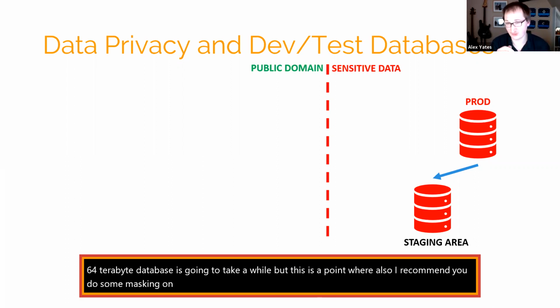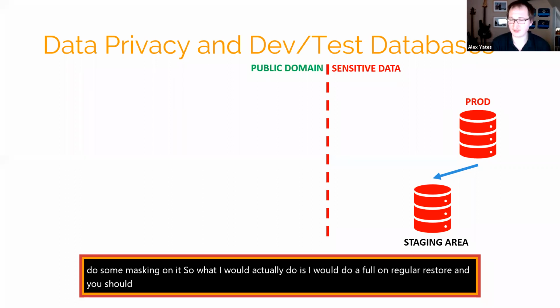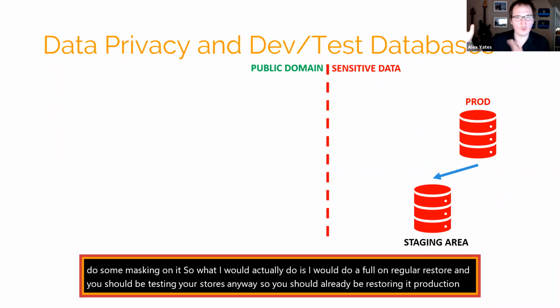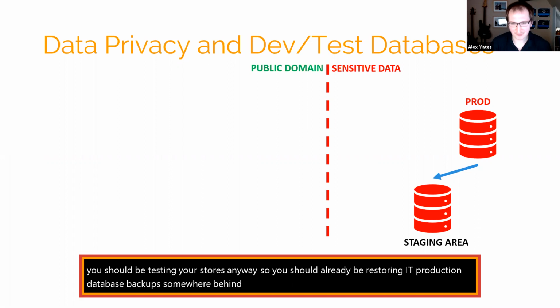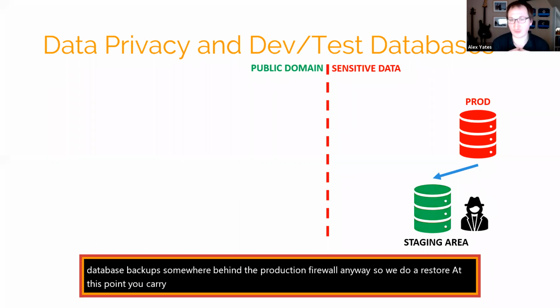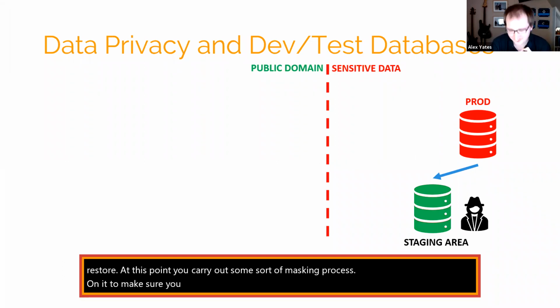So what I would actually do is a full-on regular restore, and you should be testing your restores anyway. So you should already be restoring your production database backups somewhere behind the production firewall. So when we do a restore, at this point, you carry out some sort of masking process on it to make sure you clean up all the sensitive data.